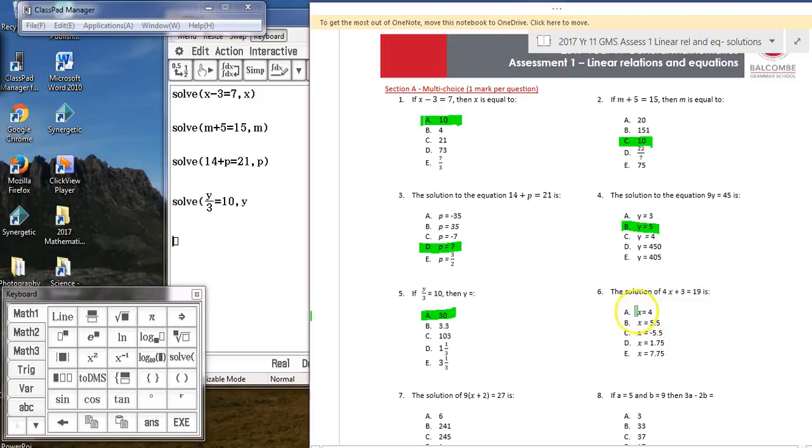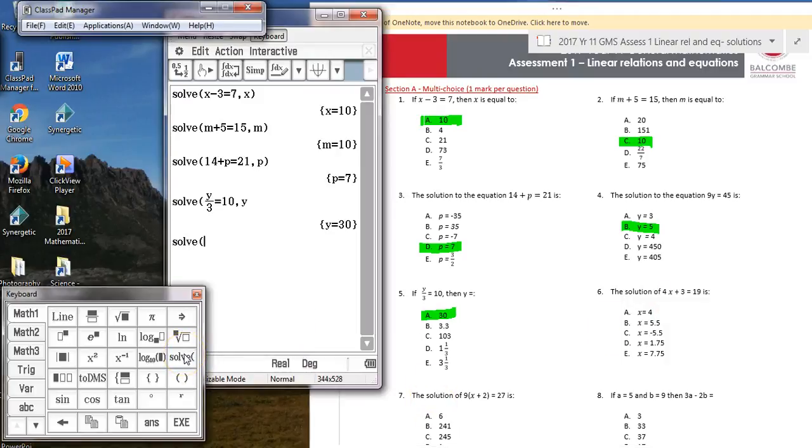Okay, this one here is a two-step problem. I'm actually, and again, not going to show you how to work it out. We'll do that later on. So we've got 4x plus 3 equals 19, comma x, hit enter, and our solution is 4.